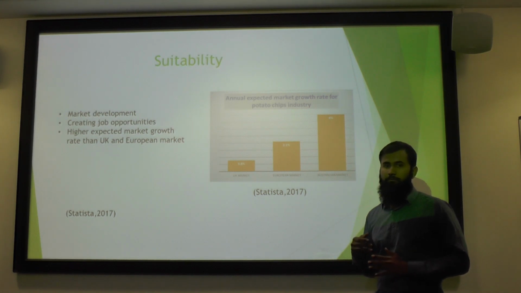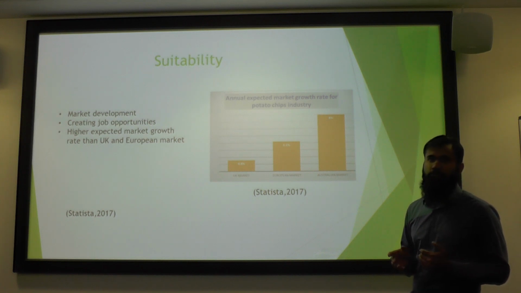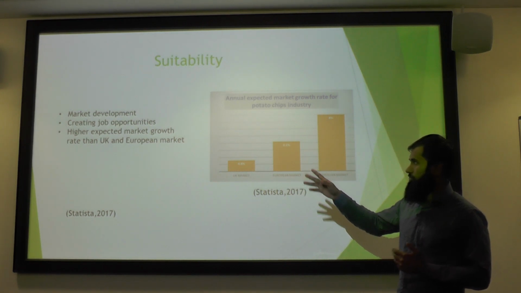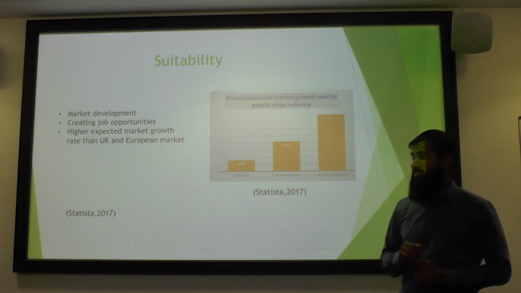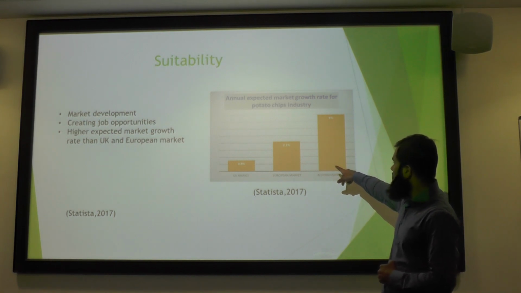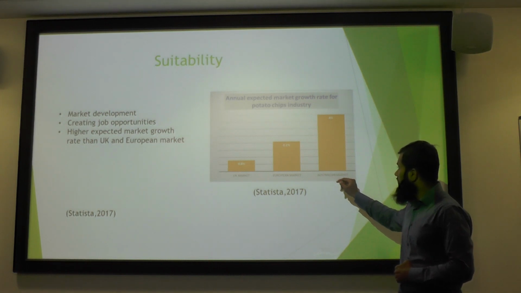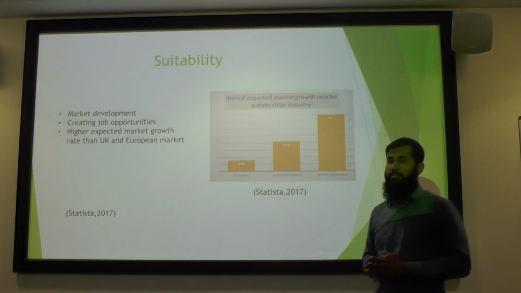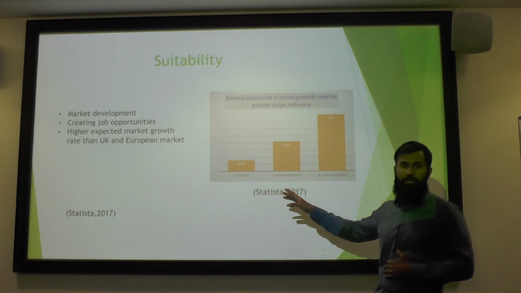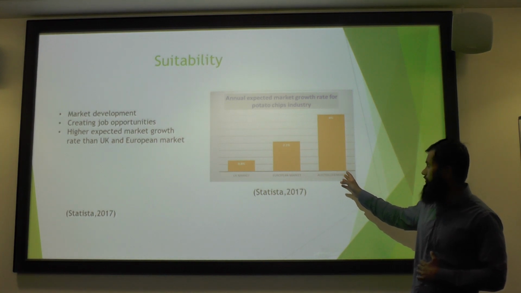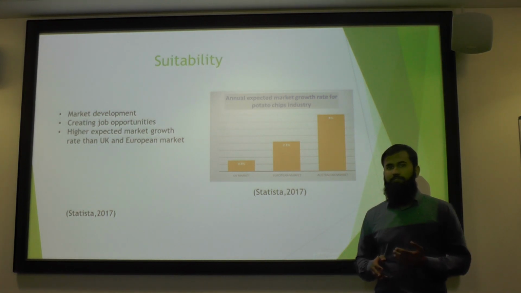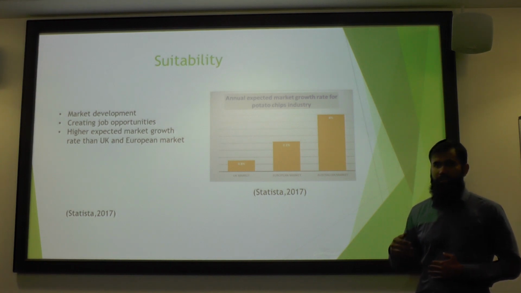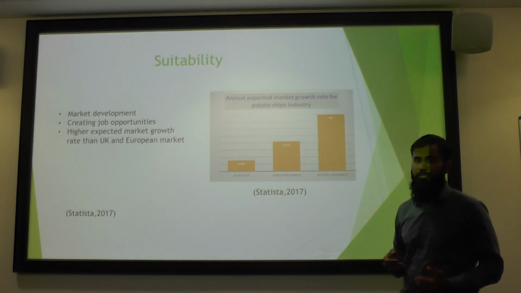If Walkers is moving to Australia, then surely it will help to develop the market of Walkers Crisps, as well as create job opportunities in Australia. Most importantly, as it can be seen on the graph, the Australian potato chips market has a very high expected growth rate as compared to the UK market and the European market. It is almost double the European market and very much higher than the UK market. So it will give Walkers a chance to work in a market which has a very high growth rate, so it will help them to increase their profit.